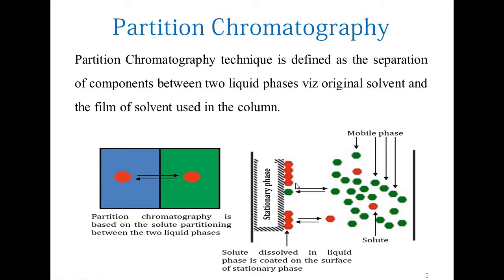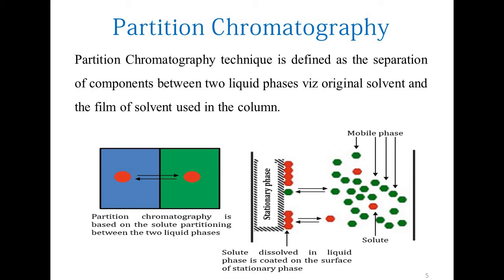Meaning your sample has a mixture like A, B, C. Consider A: it gets partitioned between the mobile phase and the liquid which is coated on the stationary phase, and ultimately they get partitioned between them, and the band is observed in the column chromatography.